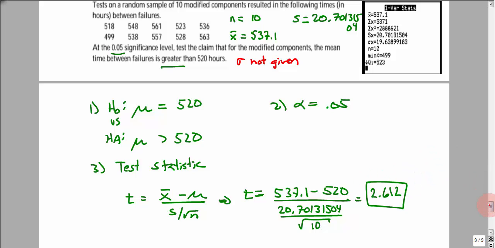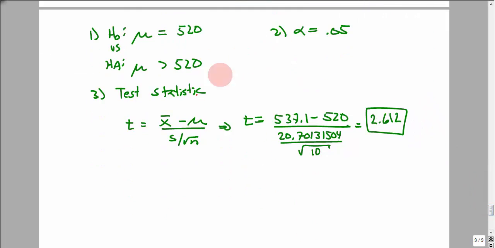Now again, when you're doing the show your work problem, show these step by step. Okay, 4, we're going to go ahead and calculate the p-value. Now to calculate the p-value, we need our test statistic. 2.612 is a t-value, and we need that this is a right tail test.